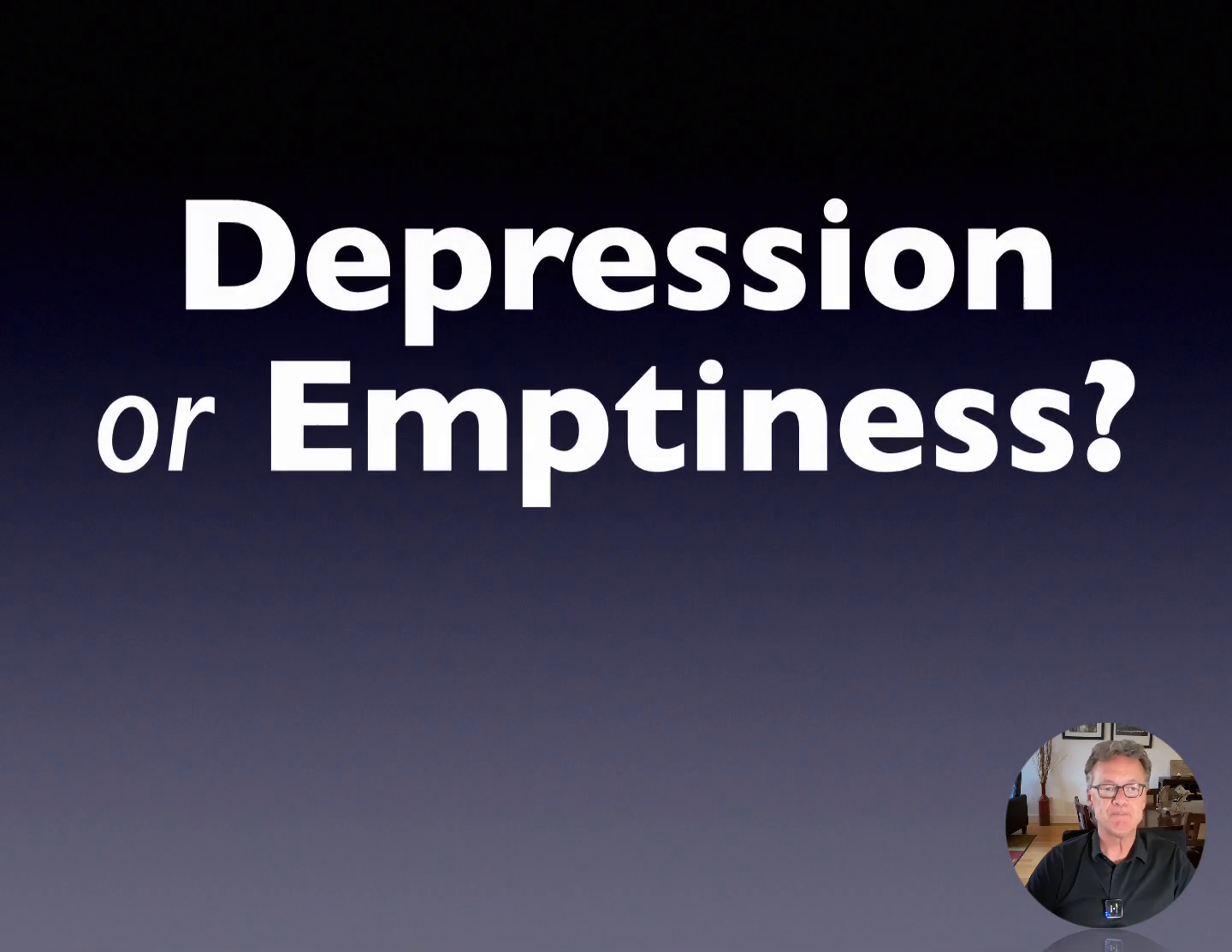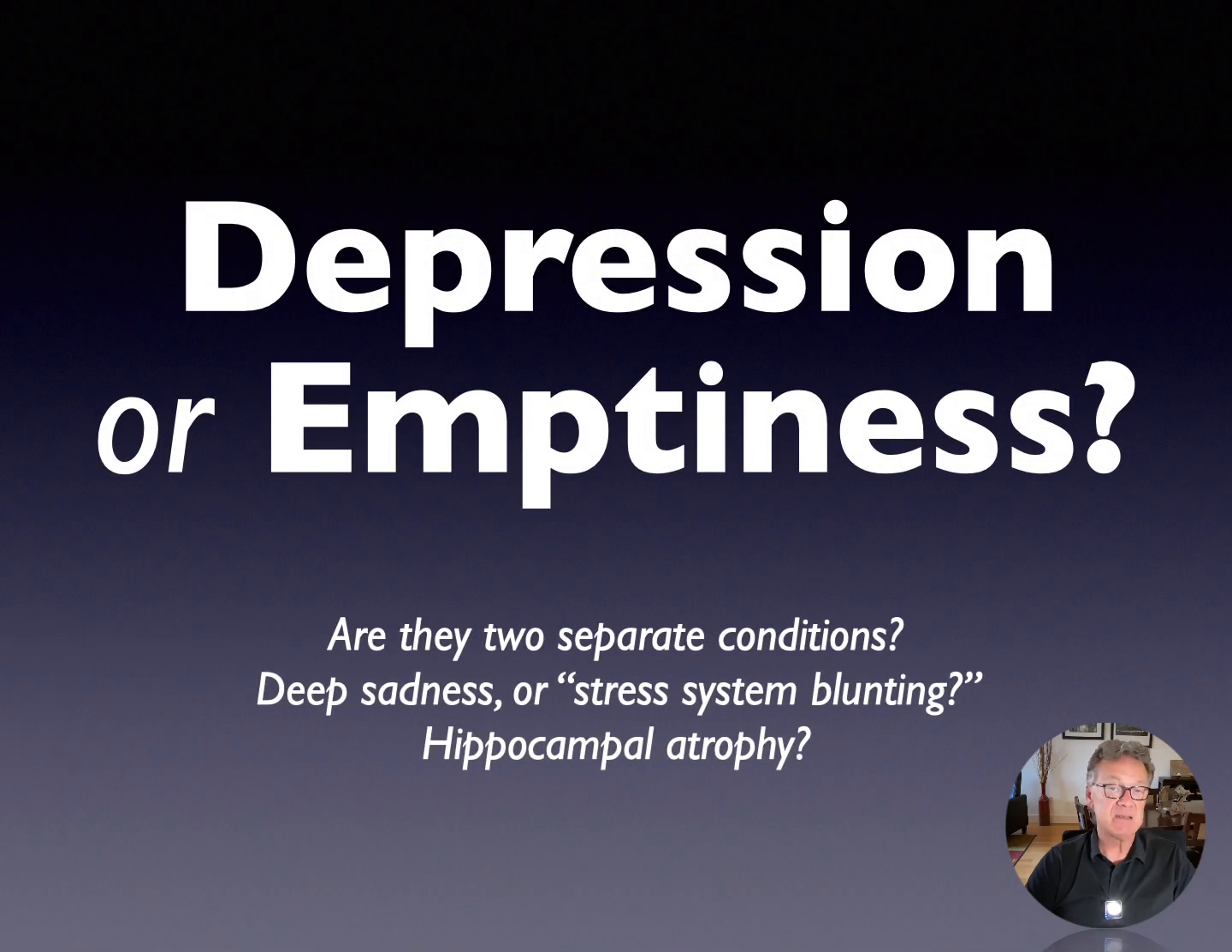Now, what you want to be looking for when you're looking at depression, is it that deep sadness, or is it emptiness? And they are separate conditions. Again, one is deep sadness with hopelessness, and that can change, and it does change. And the other is stress system blunting. It ain't going to change without treatment, typically a serotonin medication, by the way. It is hippocampal atrophy. That's what that is.